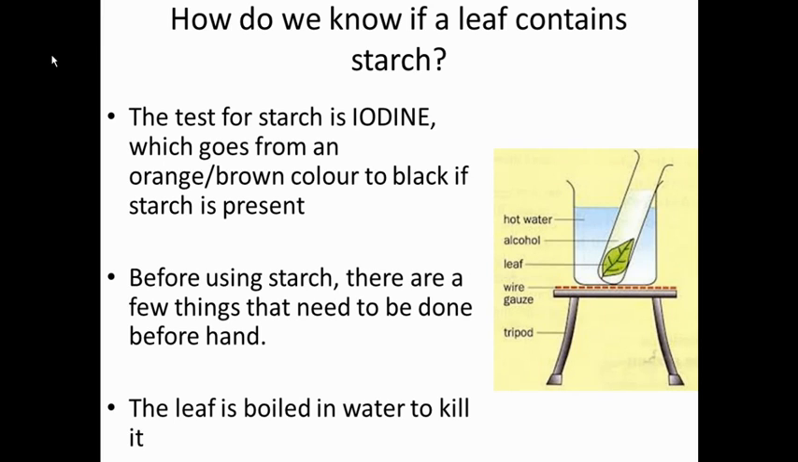But before we just put iodine on a leaf, we need to do a few steps beforehand, okay? Because remember, leaves have protection, and the starch would be stored in cells, so adding the iodine to the outside of the leaf wouldn't necessarily tell you if there was starch inside the leaf, okay?